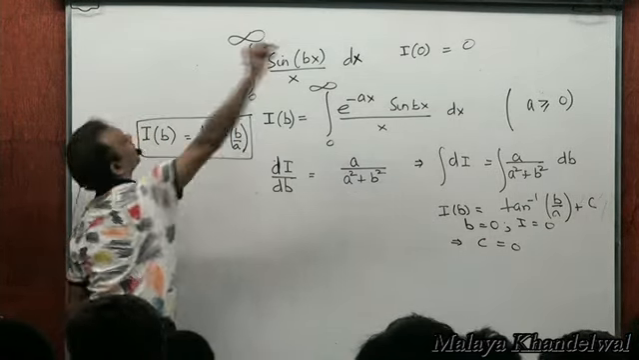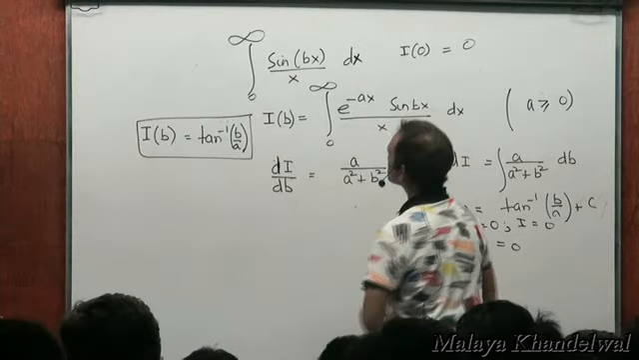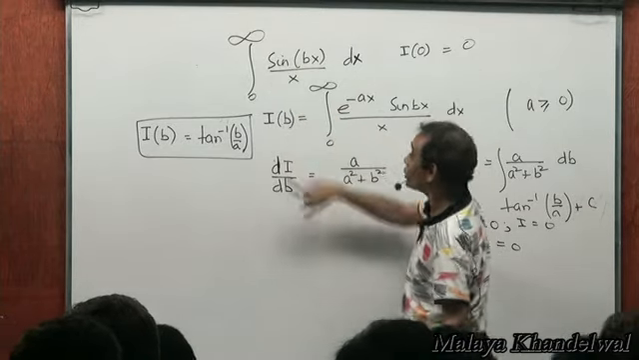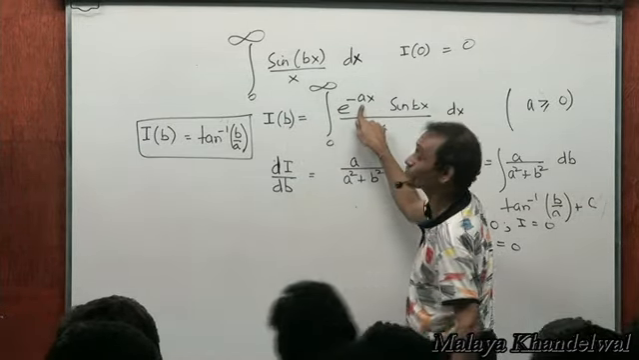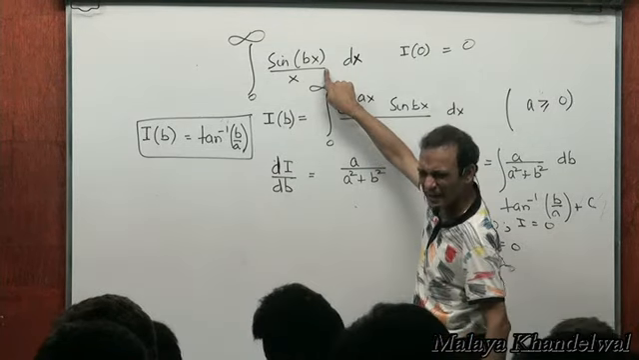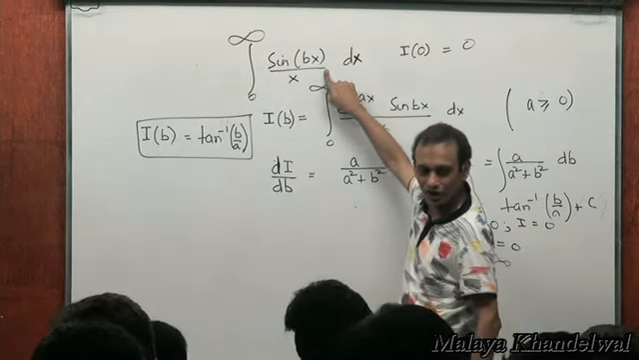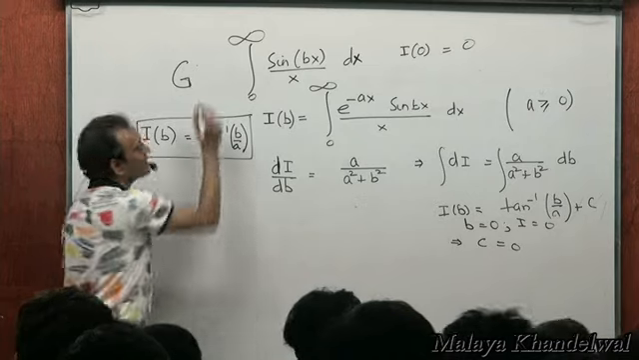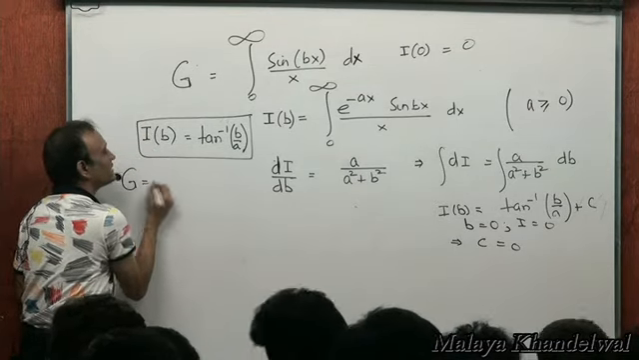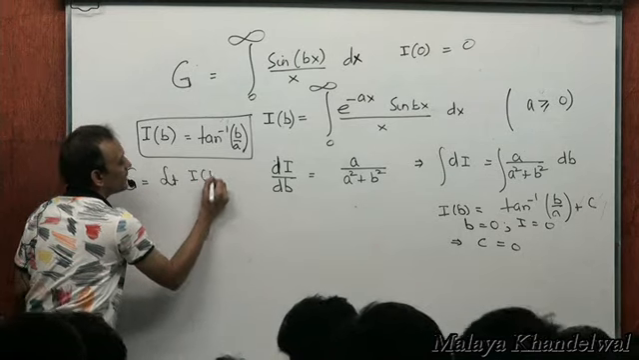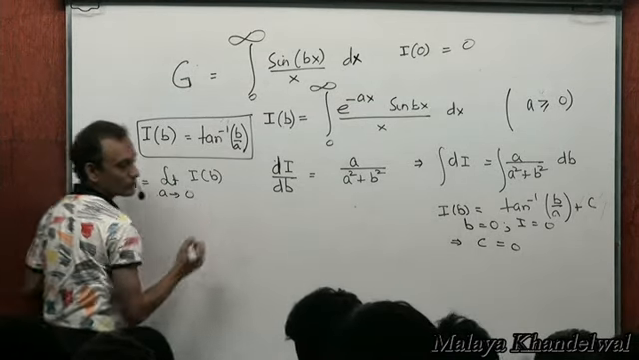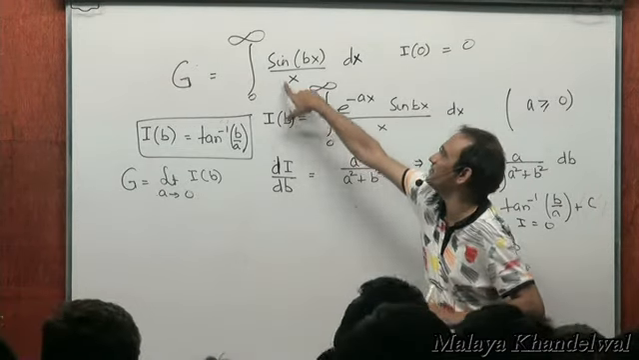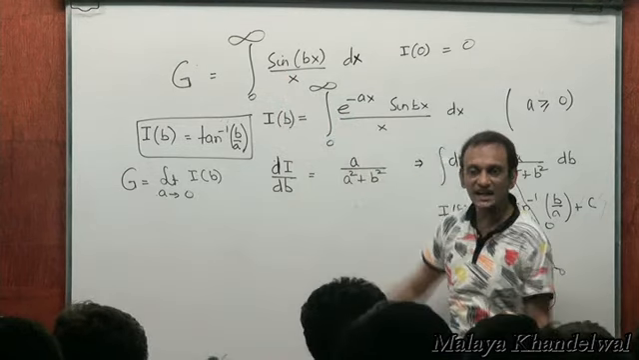Now, this integral is what? This one is limit I(b) as a tends to 0. As a tends to 0, you should get this. Yes or no? So the given integral, let me call it G. The given integral G is limit I(b) as a tends to 0. As a tends to 0, this integral will tend to G. Right?